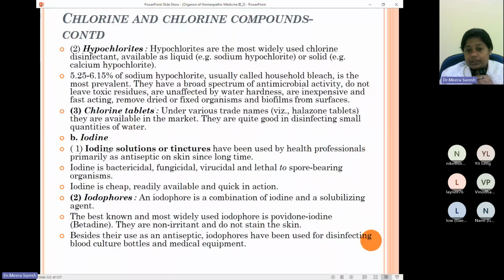Then iodine is also there, but not nowadays. It is not being used that much unless it is urgent or an emergency. Iodine solutions or tinctures are being used by health professionals primarily as antiseptic on skin, since a long time that we use iodine actually. It is bactericidal, fungicidal, virucidal, and lethal to spore-bearing organisms. Iodine is cheap, readily available, and quick in action. However, we are not using iodine unless it is very necessary in case of disinfecting water.